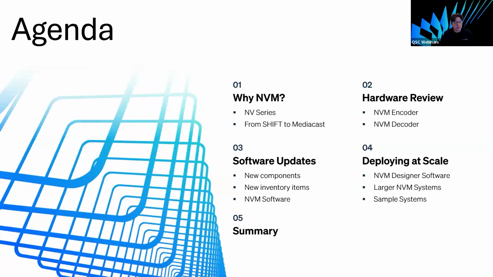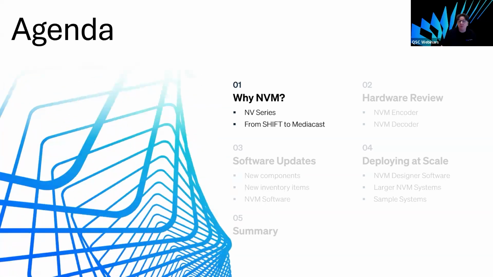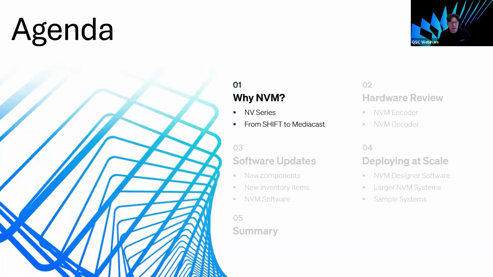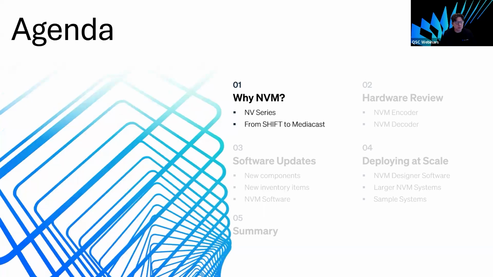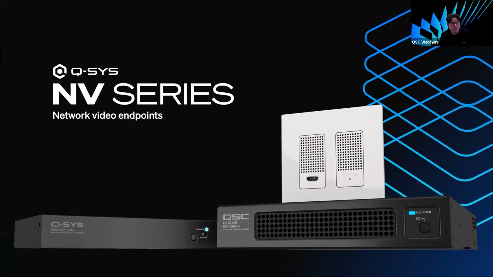For us, I think the big thing to start out with is why NVM? Why did we release this product? Let's talk through some of those things. To do that, we really need to start with the NV series. The NV series endpoints up until this year were our video endpoints. And we had three models. We had the NV21, the NV32, and the NV1.